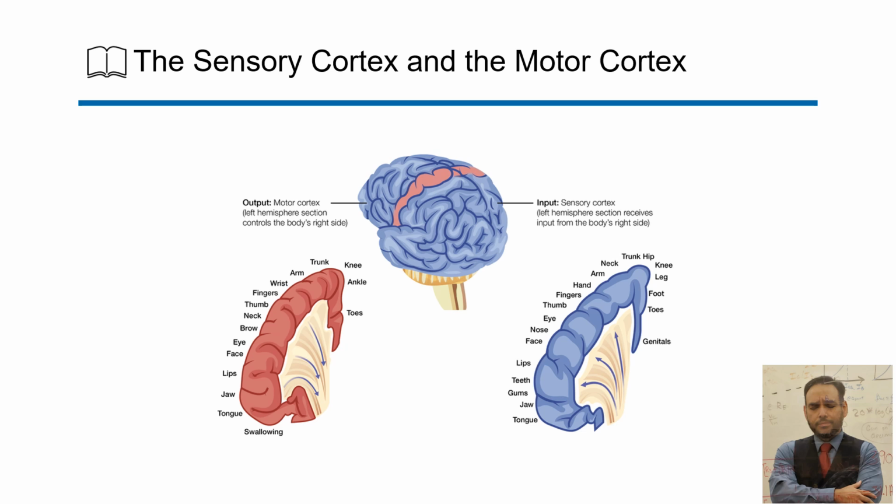Somatotopic organization, this is the primary motor cortex that's organized like a map of your body. Different parts of the cortex control different parts of the body. This is called the motor homunculus. So for example, one area controls your fingers, another controls your toes, and so on. And the areas that require finer movements, like your hands and face, well, they have larger representations in this part of the cortex.